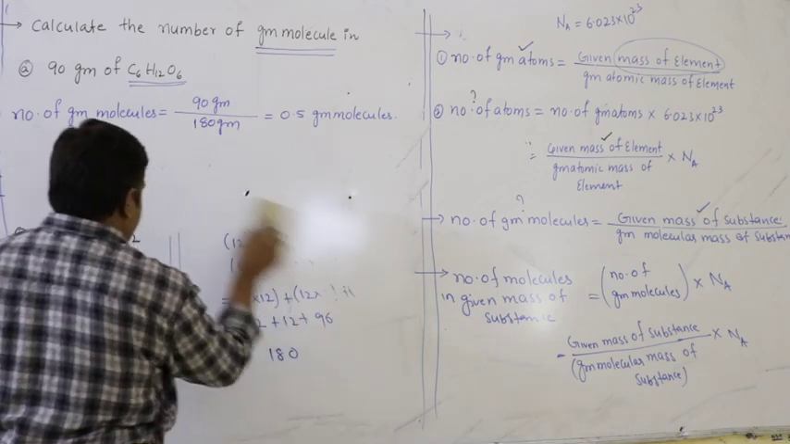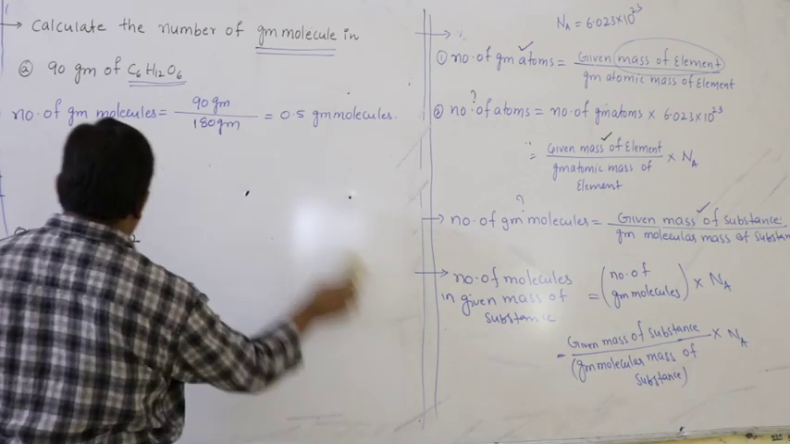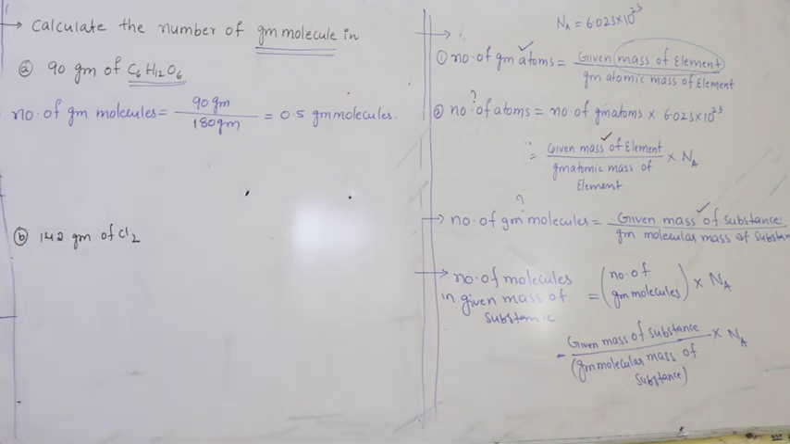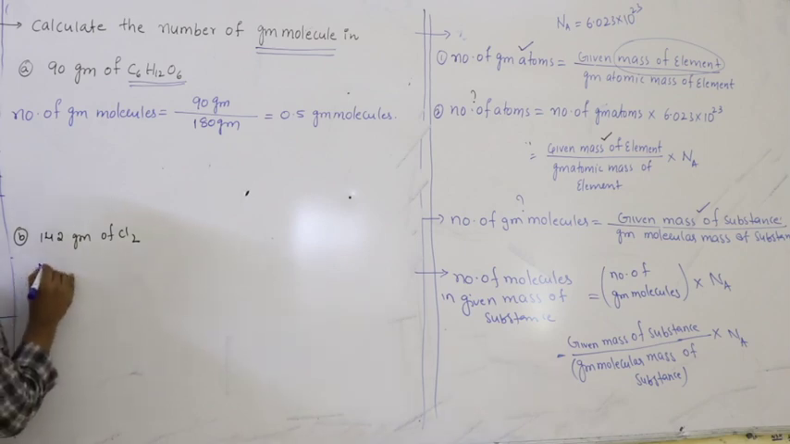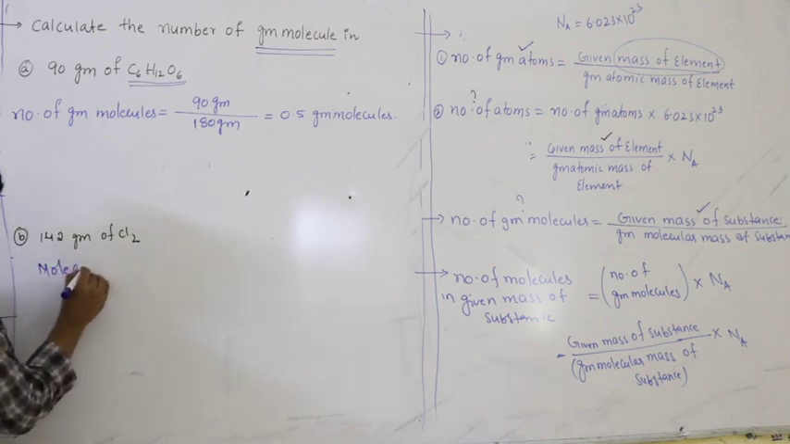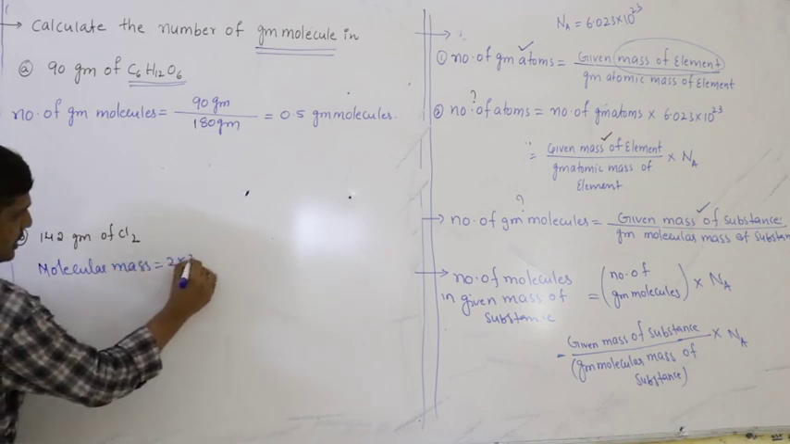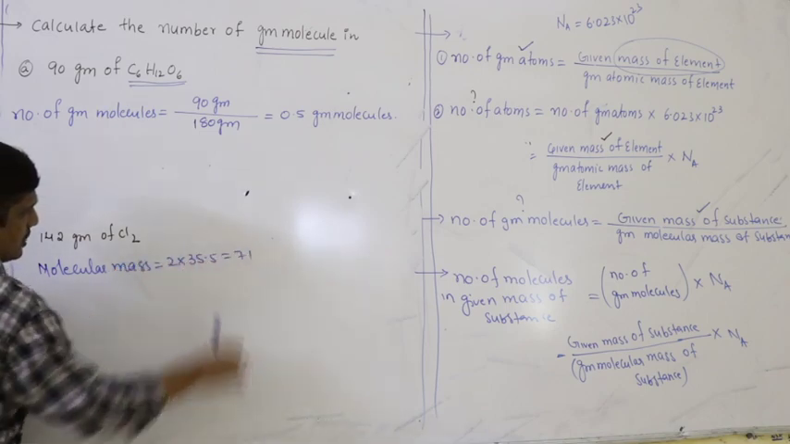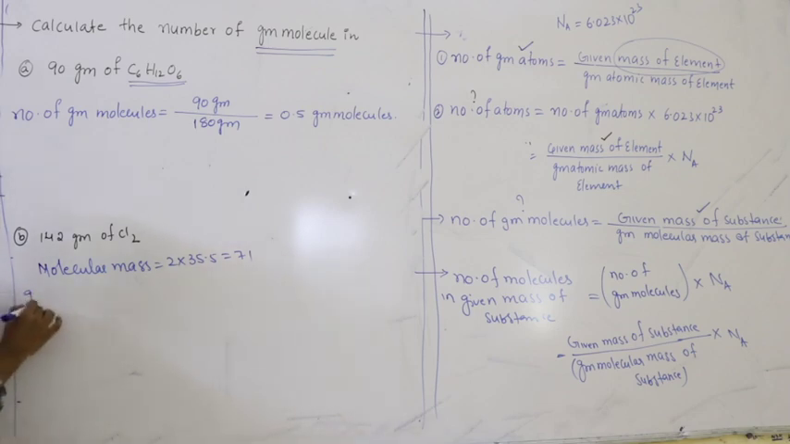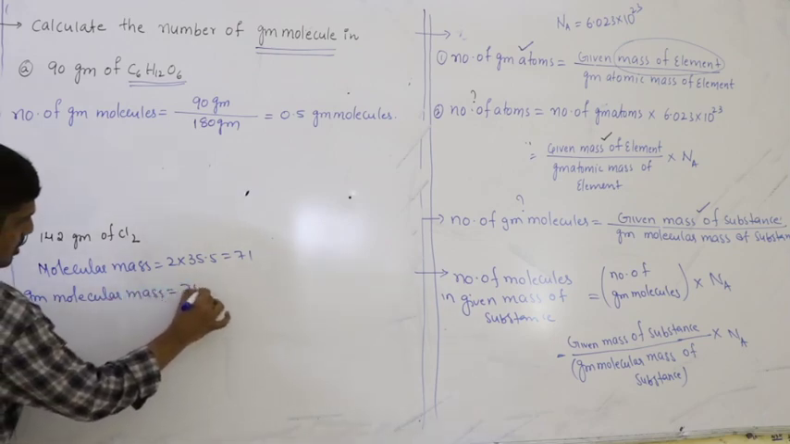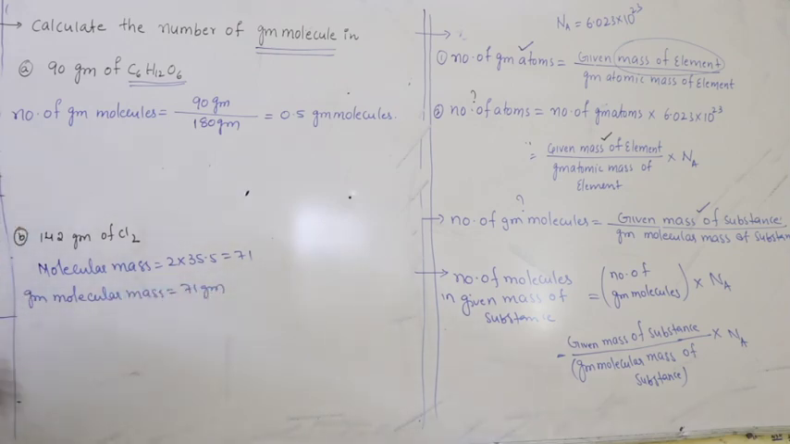So let us study the next one. Let us try to solve the next one, that is chlorine. In chlorine there are 2 chlorine atoms. So 2 into 35.5 you will get 71. So molecular mass of chlorine is 2 into 35.5 equal to 71. So gram molecular mass is 71 grams.